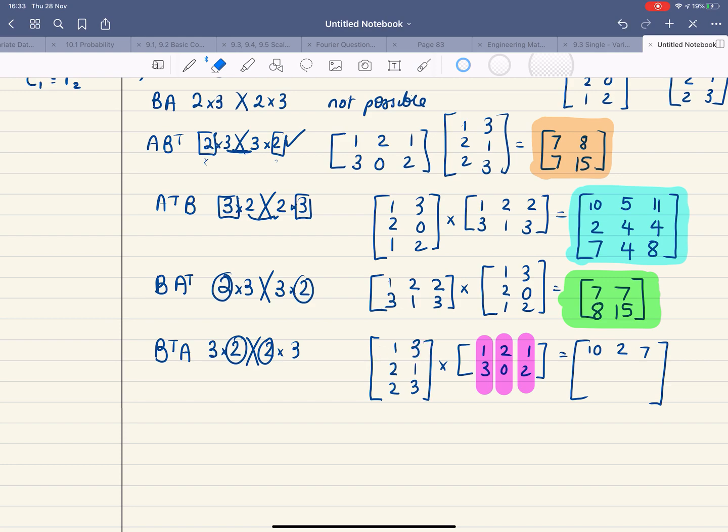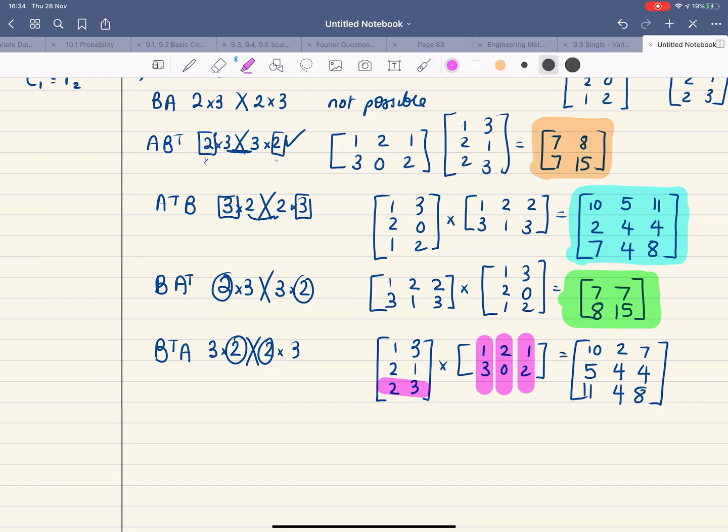Okay, so now I can rub that out. So let's rub the pink out. Then we move down for the next row. So we take the second row. 2 times 1 plus 1 times 3, 5. 2 times 2 plus 1 times nothing. 2 times 1 plus 1 times 2 is 4. This seems to be going a bit quicker now. And then finally, it's going to be this row with those 3. 2 times 1 plus 3 times 3 is 11. 2 times 2 plus 3 times nothing. 2 times 1 plus 3 times 2, 2 plus 6 is 8.